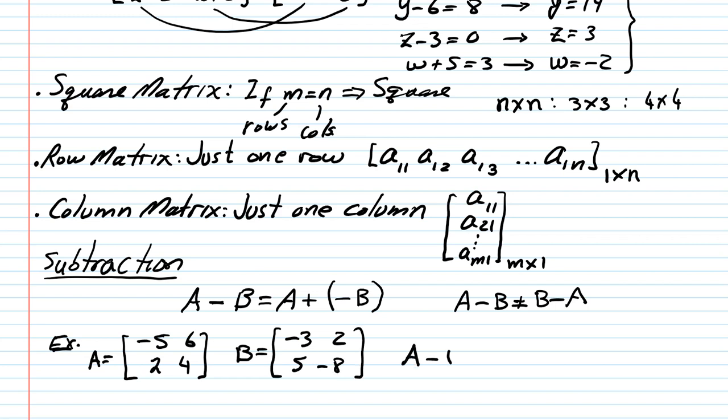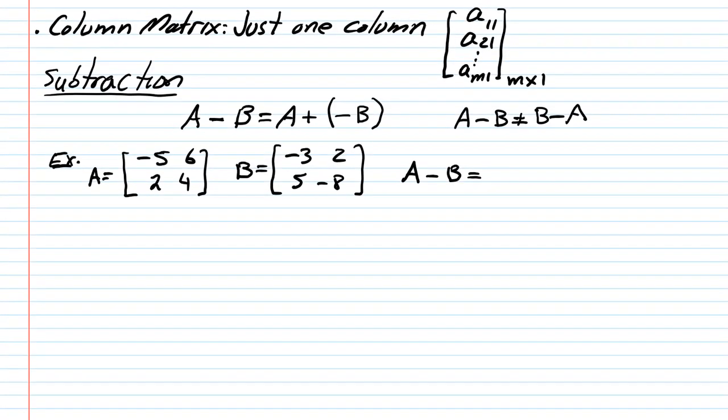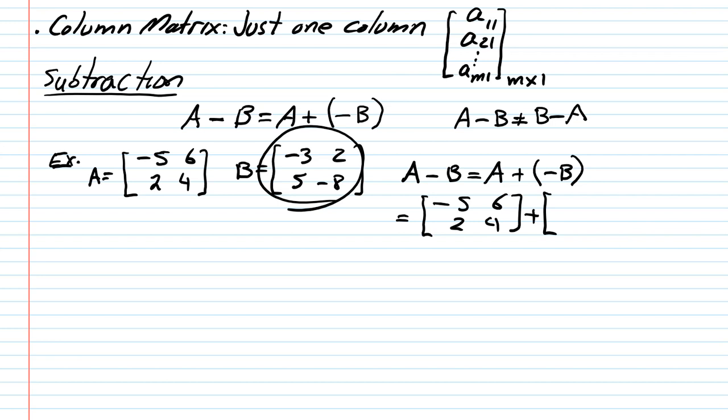Now let's say we want to do A minus B. To do A minus B, remember we're going to add the opposite of matrix B to A. Well, what is the opposite of matrix B? Well, let's write A first. A was -5, 6, 2, 4. We're going to add. Now, the opposite of matrix B means every element of matrix B, you're going to change the sign on every number, every element in B. And there you go. That's going to be the opposite of each and every element in that matrix. And then we can combine these now as addition.